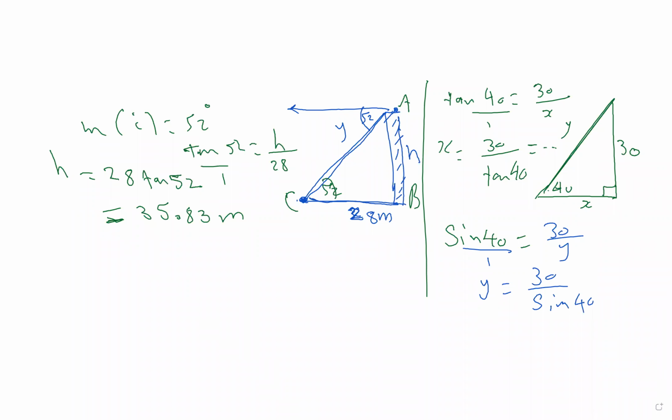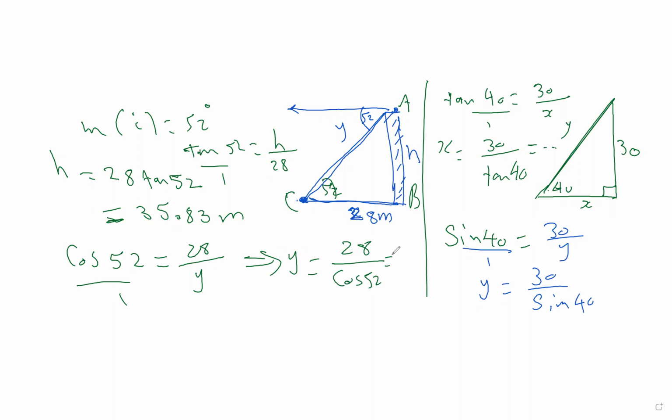Cosine 52 equals 28 over y. Yes, cosine 52 equals 28 over y, which is adjacent over hypotenuse. So y equals 28 divided by cosine 52. Thank you, find the answer please. 45.5.